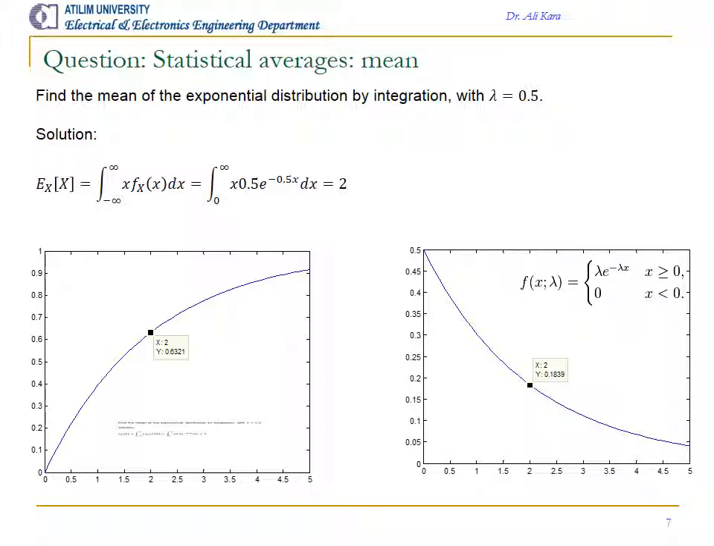Question: statistical averages, mean. Find the mean of the exponential distribution by integration, with lambda equal to 0.5. Solution: although you can find the mean by taking the reciprocal of lambda, you should solve the integral equation in the formal definition of the expected value.